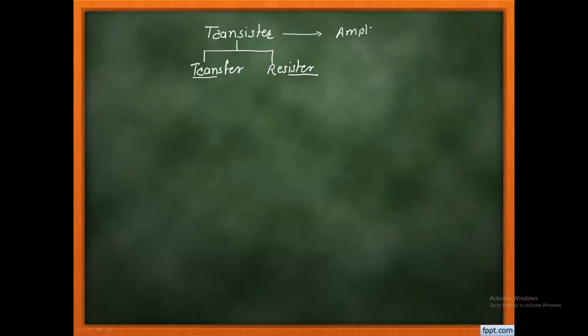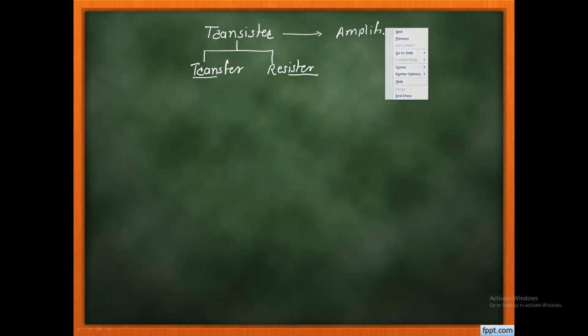So when I say the transistor, actually this word is the combination of two things. One is transfer and the second thing is resistor. Transistor. Get it my point? It means that, as we know, the basic application of a transistor is nothing but the amplifier circuit.